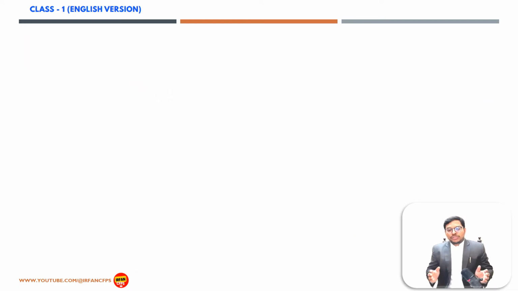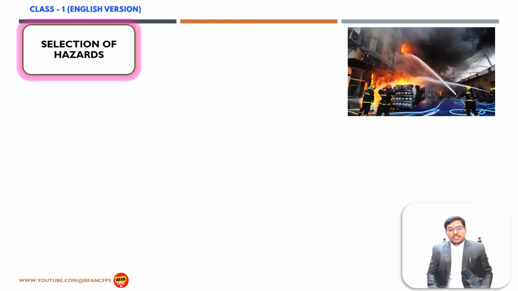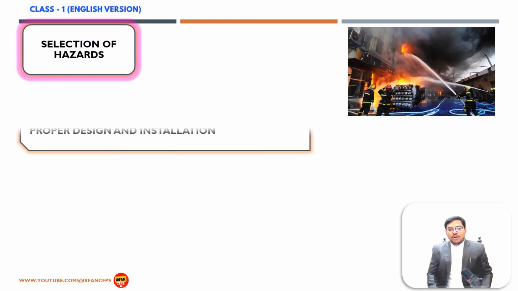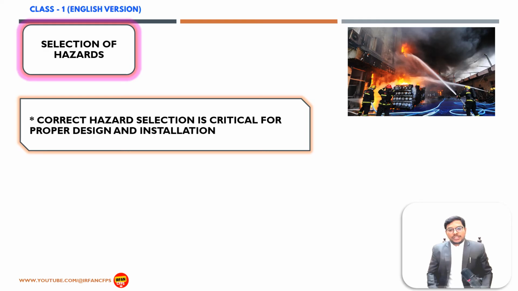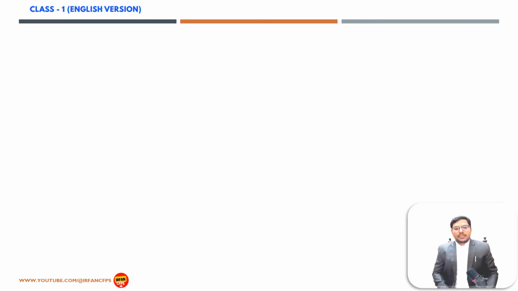The second most important component, as we discussed, is the selection of hazards. Correct hazard selection is critical for proper design and installation. If the hazard selected is incorrect, the sprinkler design criteria may not be sufficient for the type and size of fire, or the owner may waste money on an over-designed system.